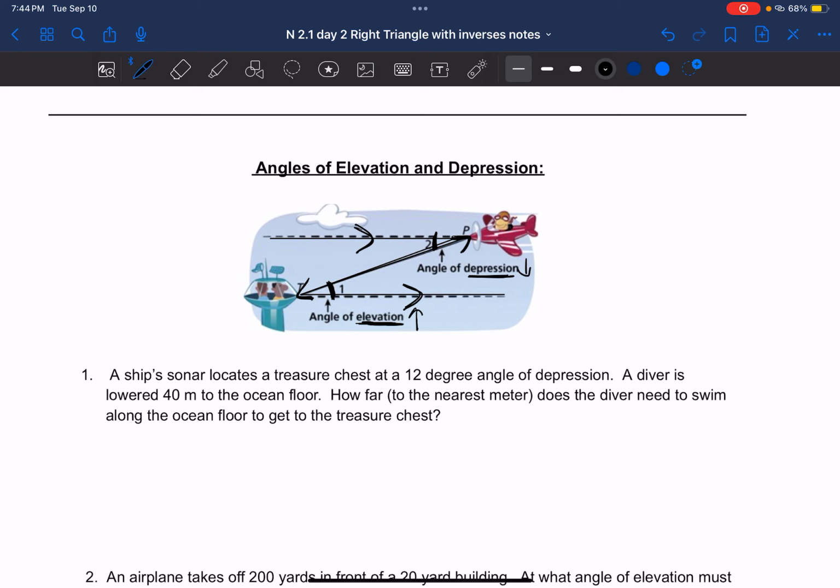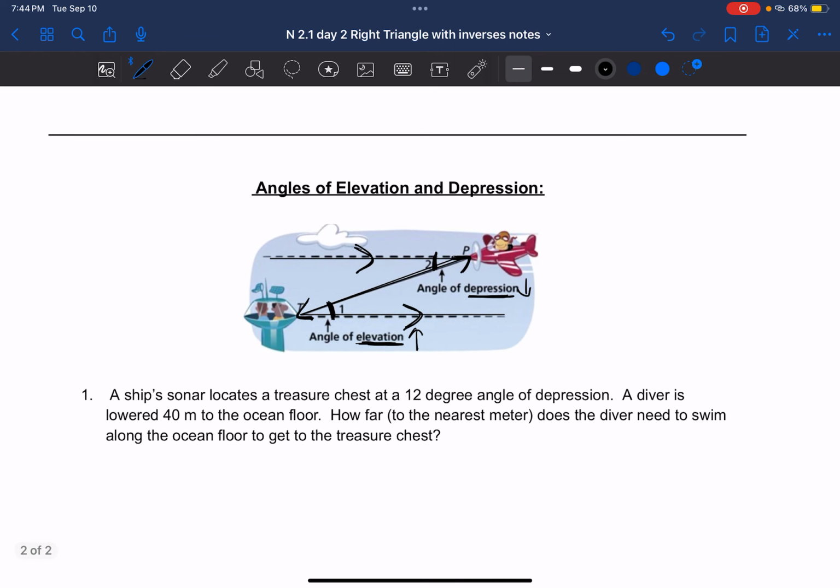So let's keep that in mind as we answer these next questions. These are both word problems, and I just want to remind us that whenever we answer a word problem, our answers should always be in complete sentences.